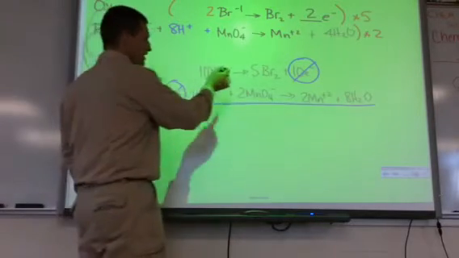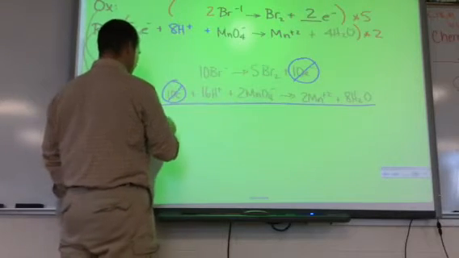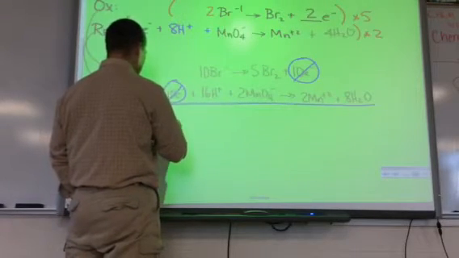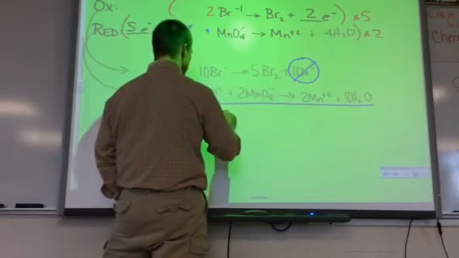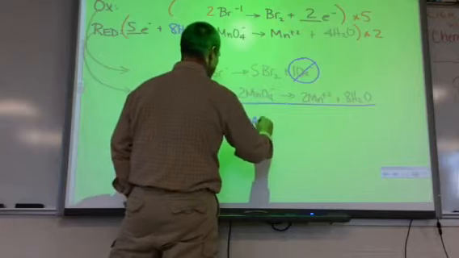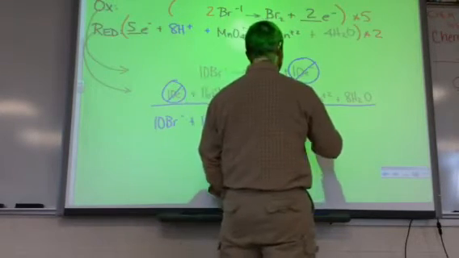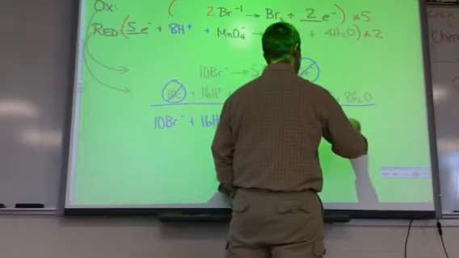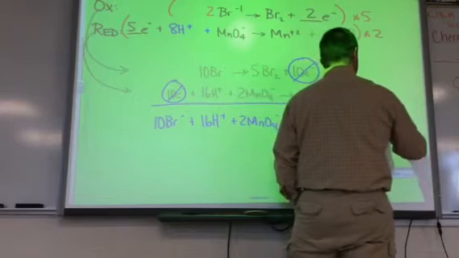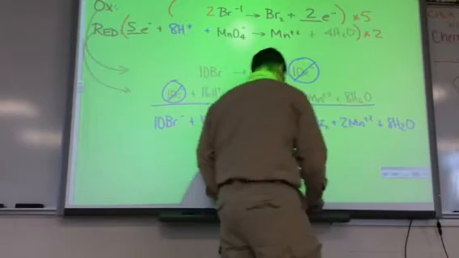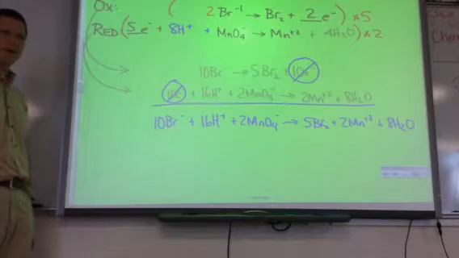And so now, nothing else cancels out that I can see. Now we can go ahead and bring down everything else to get a balanced net ionic equation. And then over here we have 5 Br2s, 2 Mn plus 2s, 8 waters, and we should be feeling pretty good.